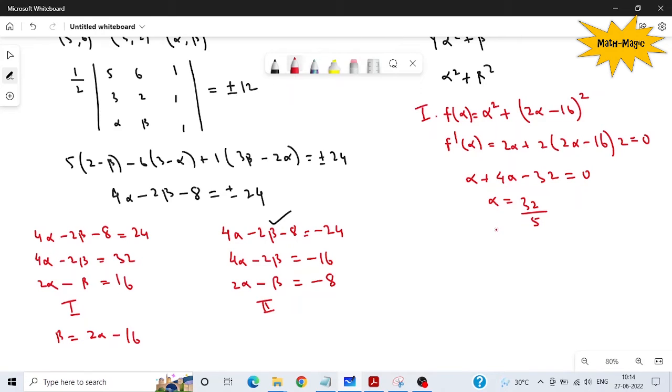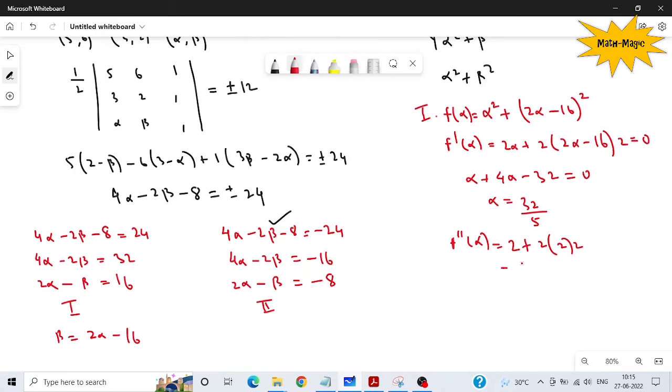As we are getting only one point, it is going to be the minima; there is nothing else possible. Even so, you can check f double dash of alpha, which is going to be 2 plus 2 times 2 into 2, since the derivative of alpha is 1 anyway.